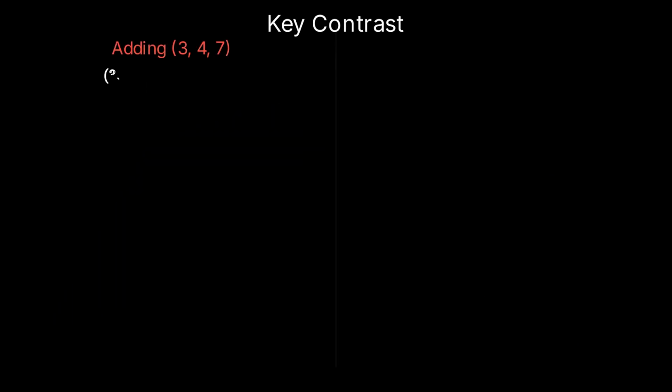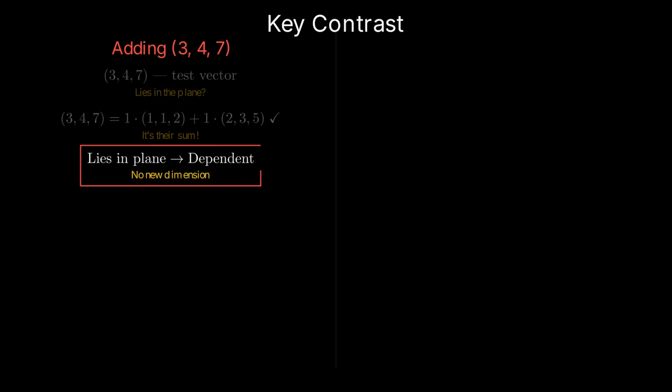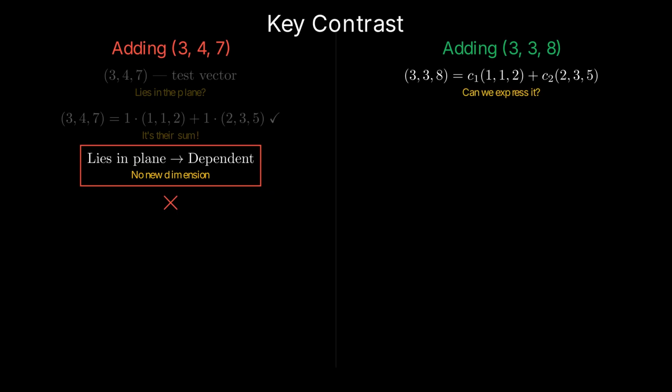Here's the key contrast. The vector 3, 4, 7 lies in the plane spanned by 1, 1, 2, and 2, 3, 5. It's their sum. Adding it creates dependence without expanding the reach of our span. Now let's test the vector 3, 3, 8. We check whether it can be written as c1 times 1, 1, 2 plus c2 times 2, 3, 5.